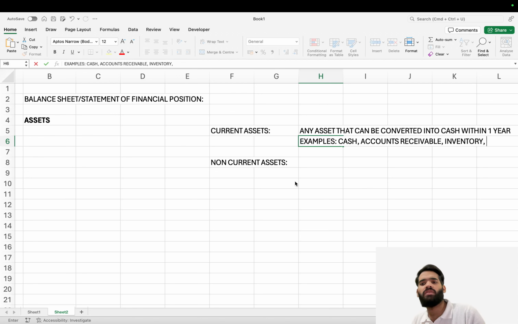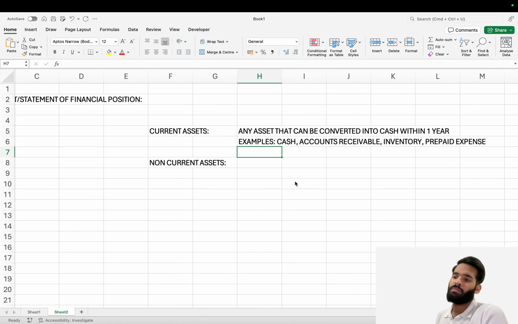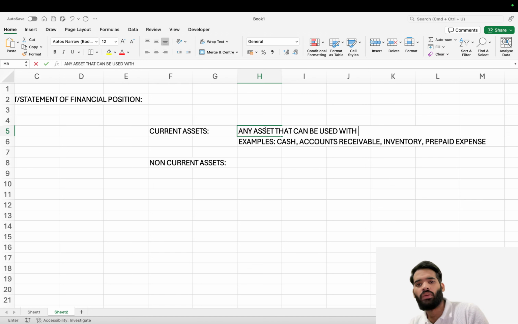Now there's one more item that I will mention, for which this definition doesn't apply: something called prepaid expense that we talked about earlier. Prepaid expense is an asset where we pay expense in advance. So here, of course, we are not converting into cash within 1 year. We're using it within 1 year. So if you want, you can think of current assets as assets that can be used within 1 year. I think that should also be very helpful for you. So why don't we write that definition: any asset that can be used within 1 year.